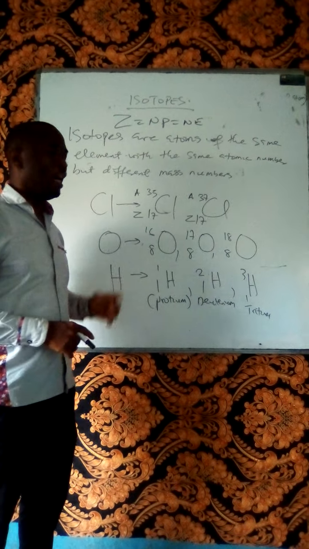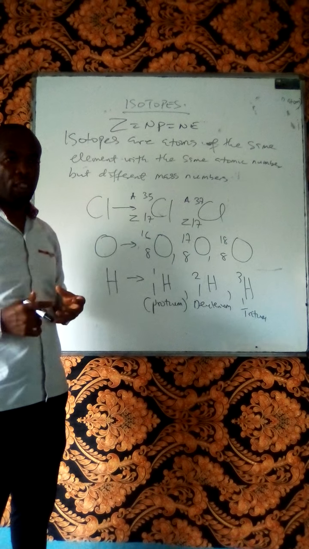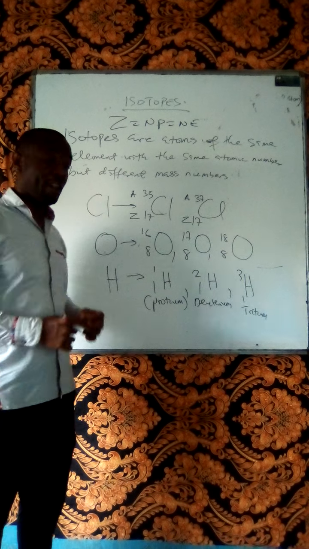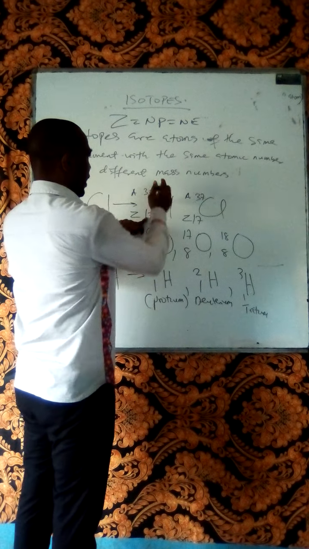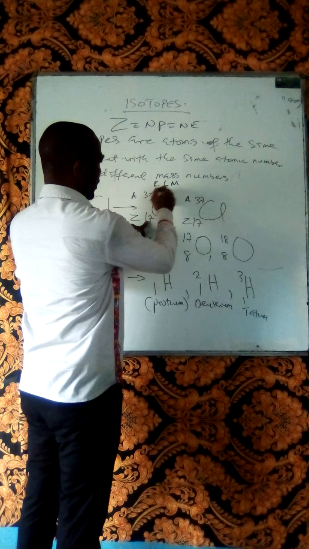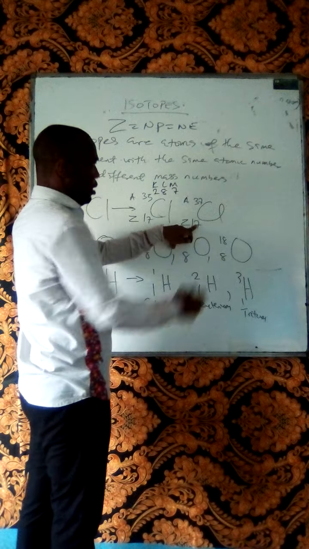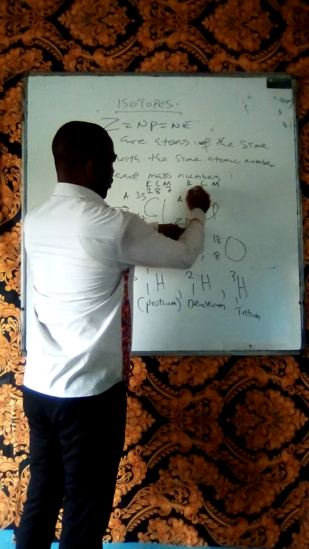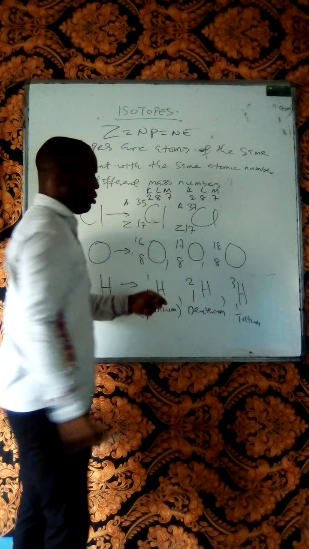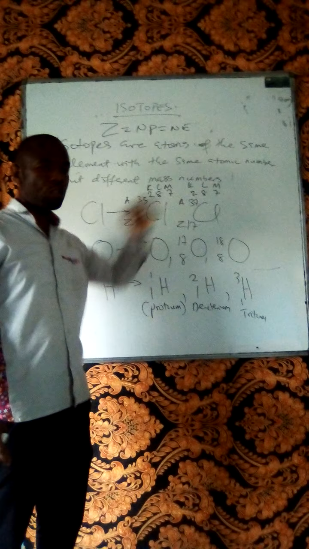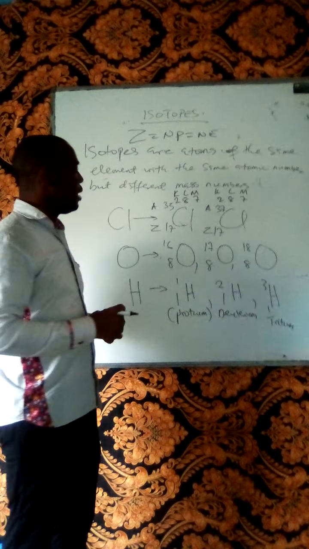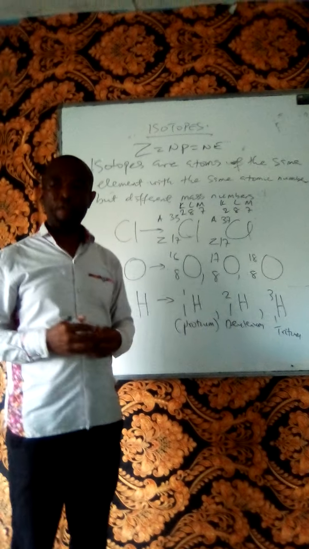Then they also have similar chemical properties because they have the same electronic configuration. For instance, this one, the configuration is 2, 8, 7. This other one is also 2, 8, 7. They have similar valence electrons. Then, do they have differences?